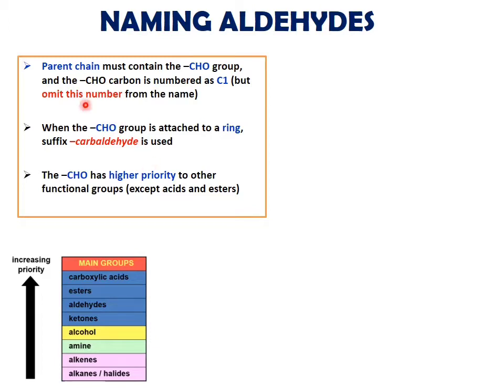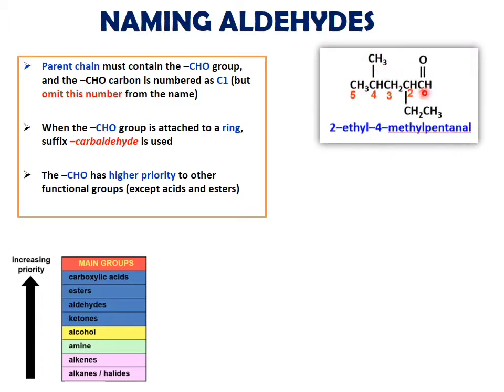Okay, so for aldehyde, for the parent chain, you need to find the longest parent chain as usual. But that longest parent chain must contain the C double bond OH group, and the C double bond OH group must be numbered as C1. But omit this number from the name. Why? Because C double bond OH is always at carbon number 1. So you tak perlu letak 1 methanol, 1 ethanol. Tidak perlu. Okay? So for example like this.